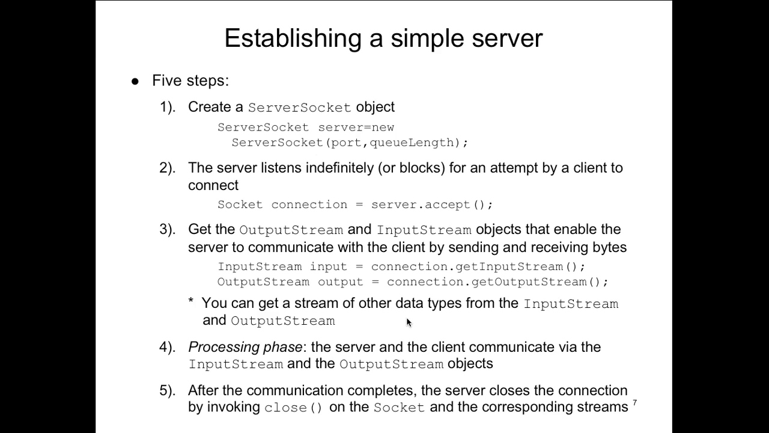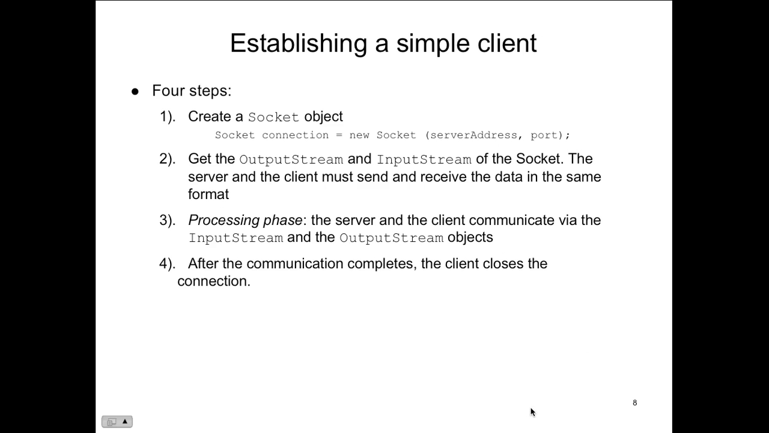So you can get a stream on the other data using the input stream or the output stream, and then you process the information. The server and the client communicate with the input and output stream objects, and you copy the stream to something or use the stream for something in terms of the functionality. After the communication completes, you invoke a close on the socket, and you close the streams. Essentially, you close the client, you close the server.